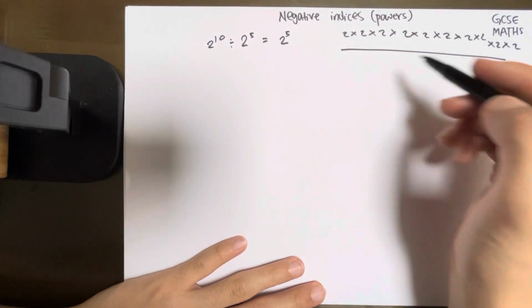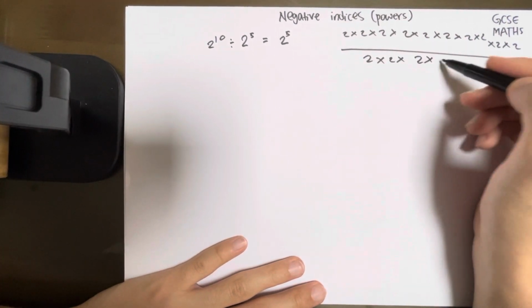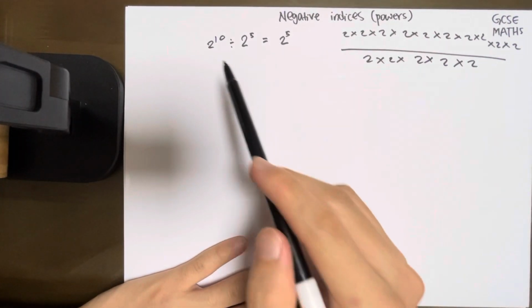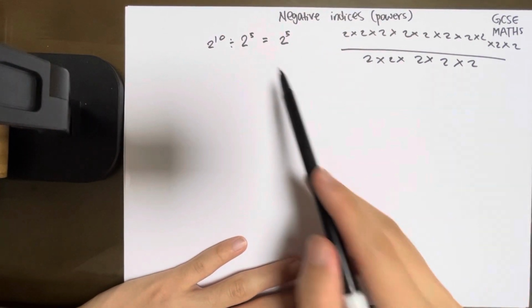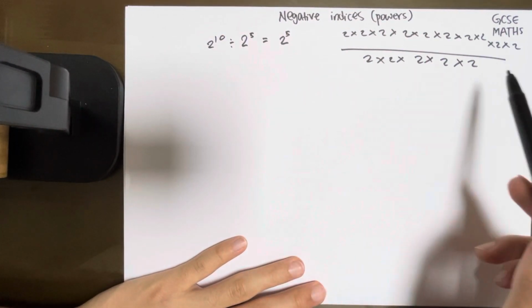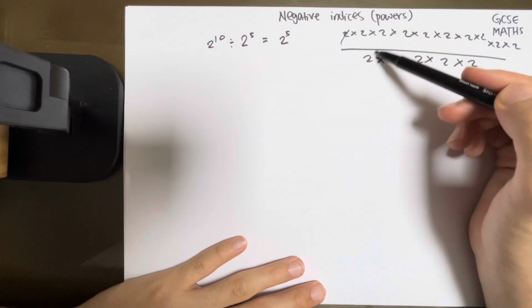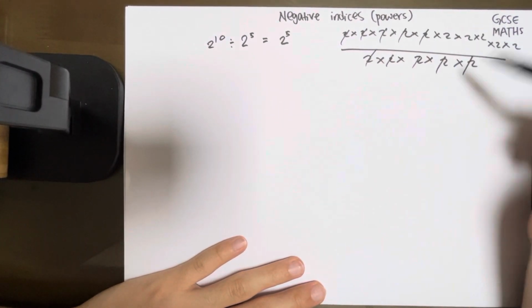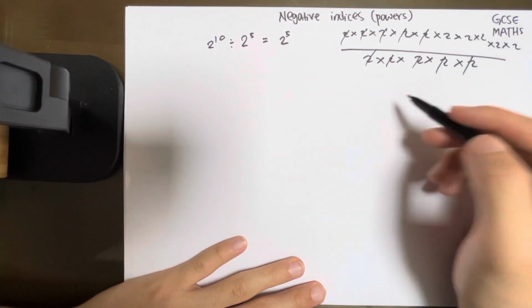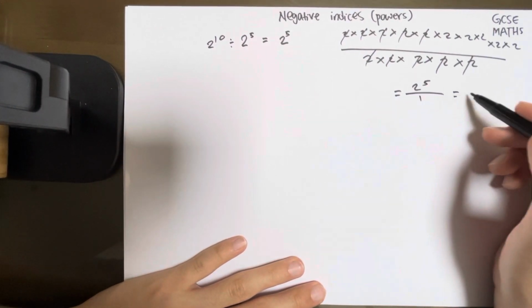That divided by 2 to the power of 5, which is 2 times 2 times 2 times 2 times 2. That's basically what this means. 2 to the power of 10 is 2 multiplied 10 times by itself, and 2 to the power of 5 is 2 multiplied by itself 5 times. So what happens when we divide? We can cancel out, right? Five 2s cancel out, leaving 2 to the power of 5 over 1, which is basically 2 to the power of 5.